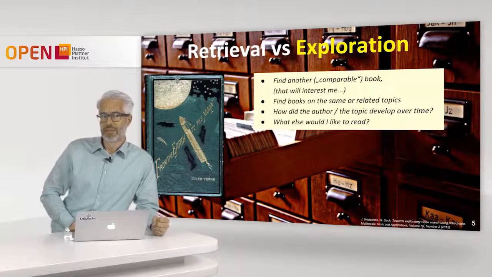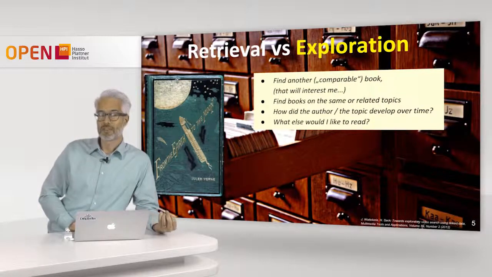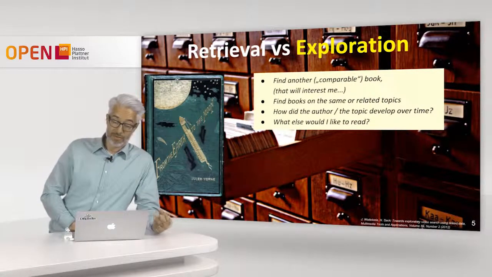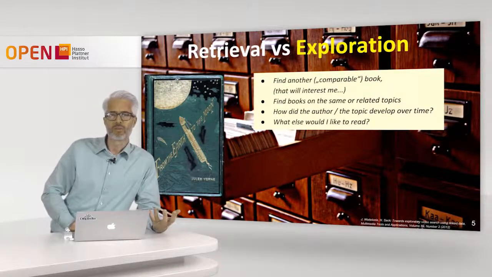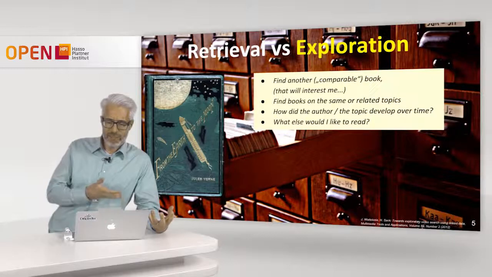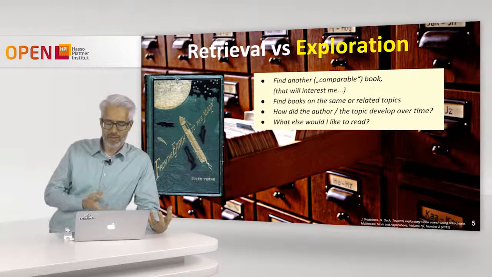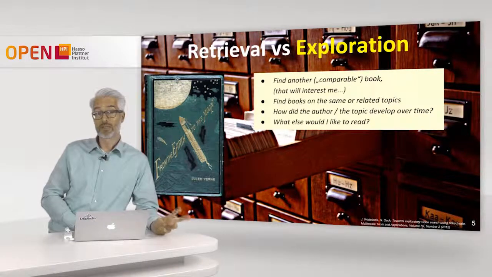Yeah, but consider you have read this book now, and now you are looking for something else, for something comparable which will also interest you. Yeah, this is of course a difficult question. So how do I find books on the same or on related topics? So how did, for example, when I'm interested in how the author has developed, how has the topic developed over time, and what else would I like to read? So these are questions that are not necessarily easily answered with the help of the library index.